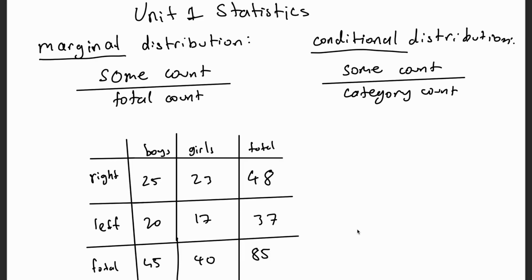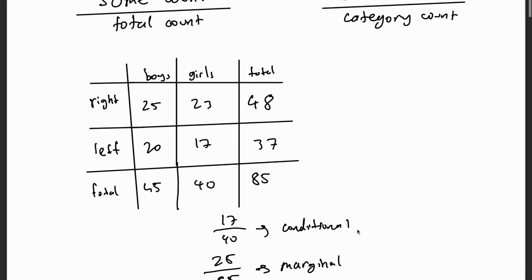So to begin with, we're going to start off with Unit 1 of Statistics. Unit 1 is essentially two things we're going to go over in the beginning: marginal distribution and conditional distribution. Essentially, marginal is just some count over total count, and conditional is some count over categorical count. So we're going to delve into some examples.